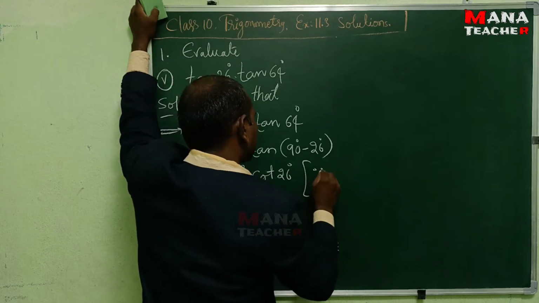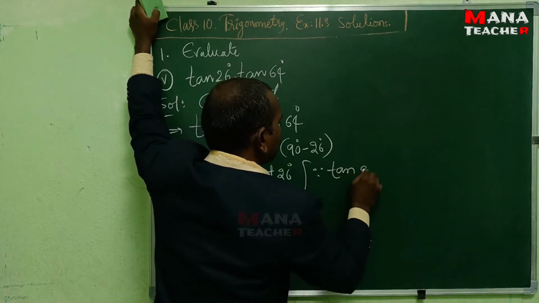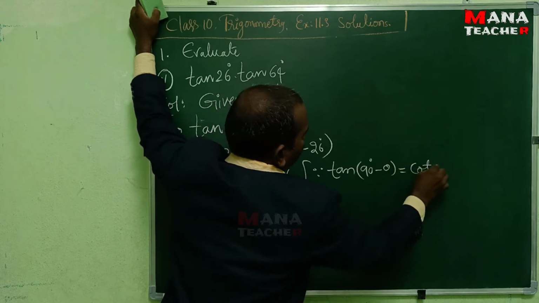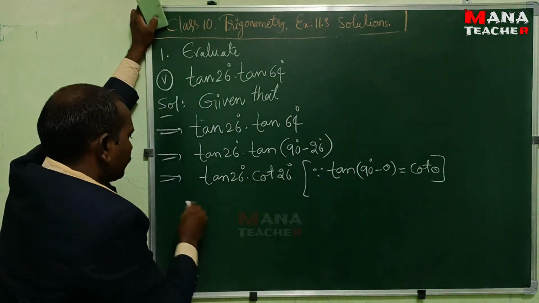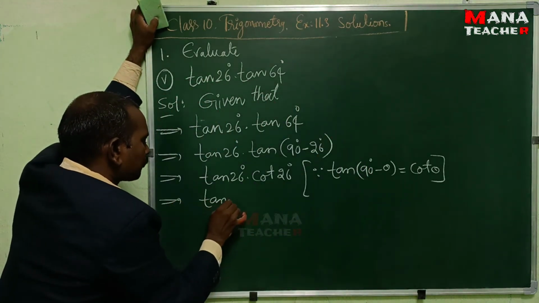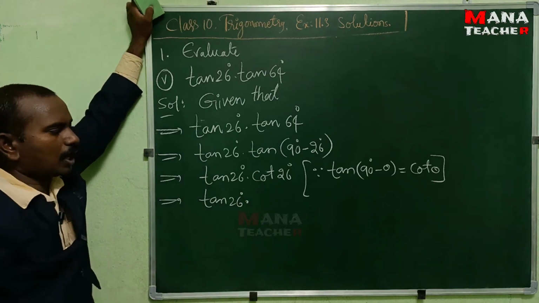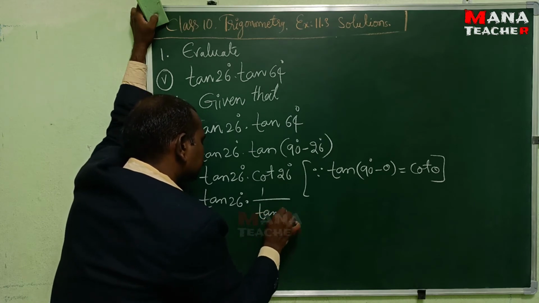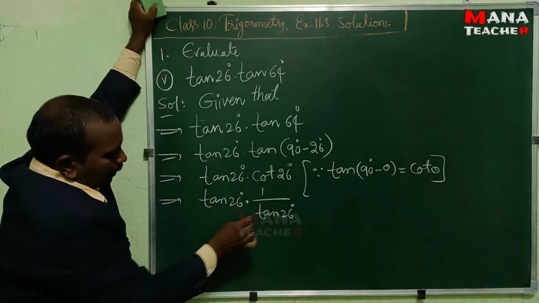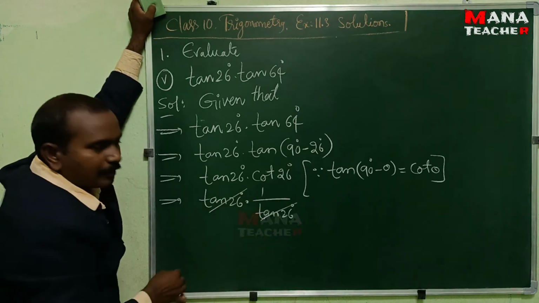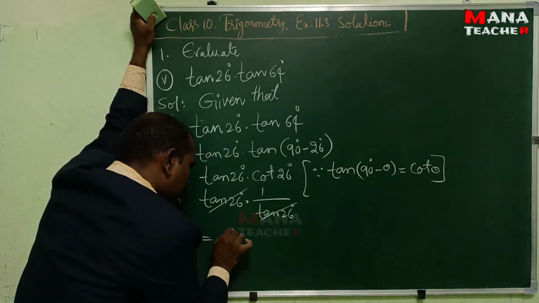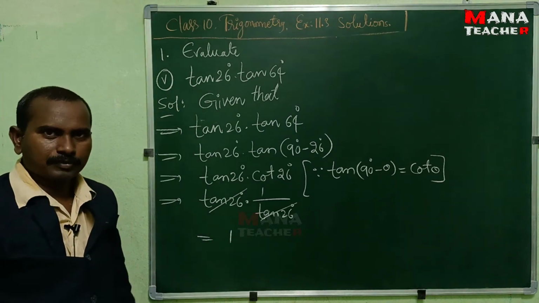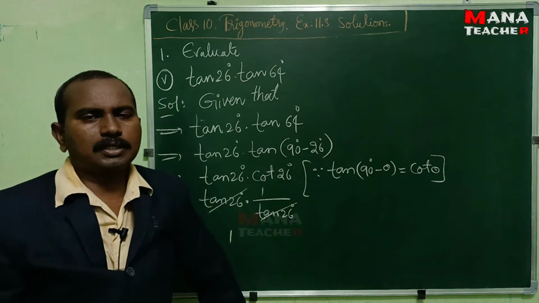Here tan 90 degree minus theta equals cot theta. Next, tan 26 degree cot 26, write cot in the form of 1 by tan 26 degree. Here this and this will be cancelled, that equals 1. This is the first bit, 5 problems. Next we will discuss the second bit problems.